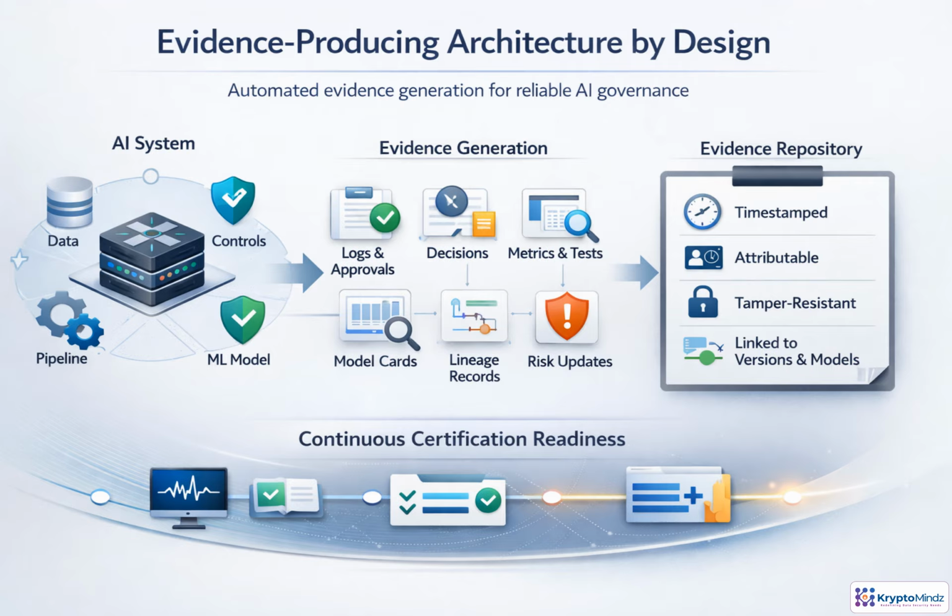The goal is to make evidence a byproduct of running the AI system, not a scramble before an audit. As data pipelines, controls, models, approvals, tests, monitoring, and incidents operate, they should automatically create records: logs, decisions, metrics, model cards, lineage, and risk updates. Each record needs context. Who approved it? When was it created? Which dataset, model version, control, or release does it relate to? When records are tamper-resistant and centrally retained, certification readiness becomes continuous. Auditors can trace governance through the system's normal history, rather than through reconstructed narratives.